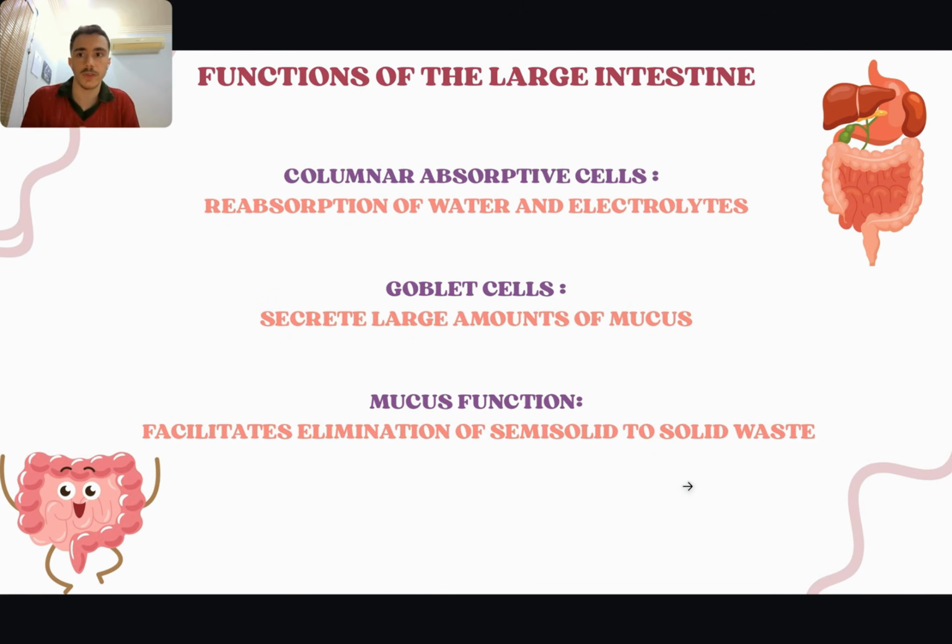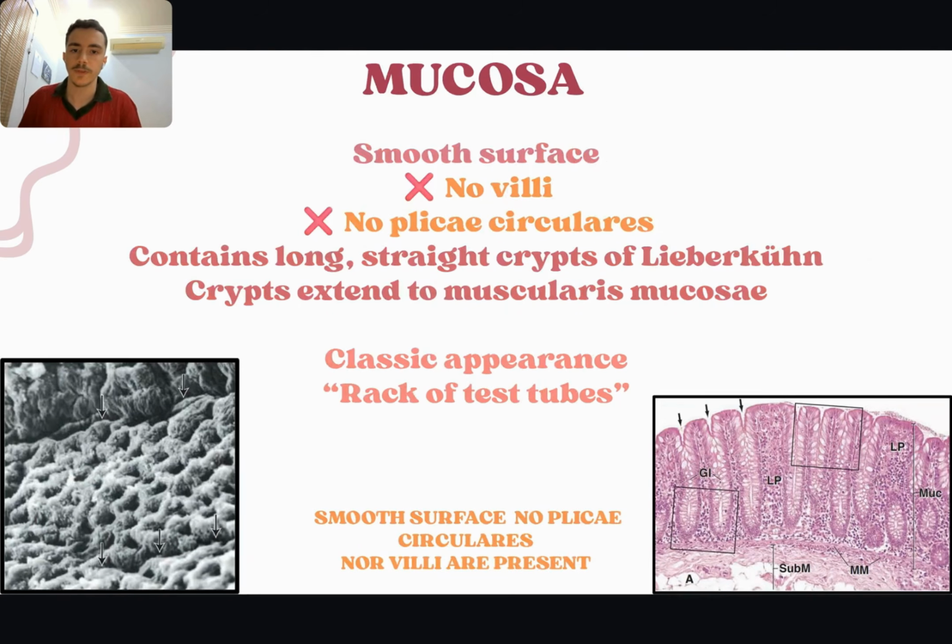What is the function of the large intestine? Of course, reabsorption of water and electrolytes. There are also the goblet cells. The goblet cells secrete a large amount of mucus. What is the function of the mucus? It facilitates or helps with elimination of semi-solid and solid waste, to remove it.